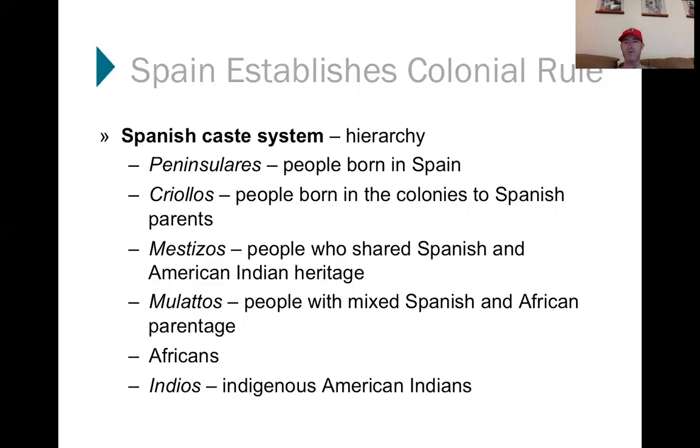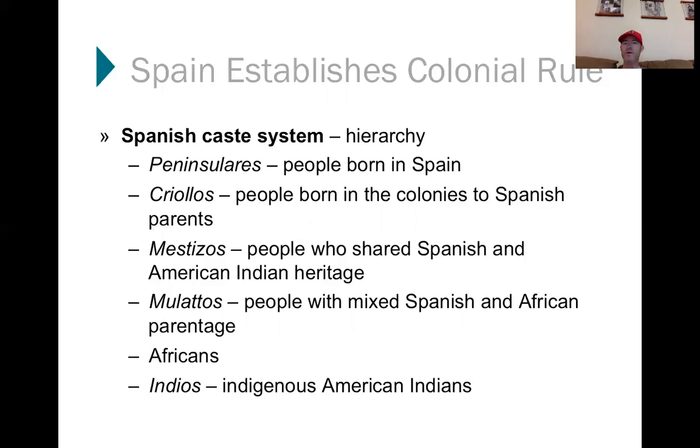Criollos, we would also call them Creoles, are people born in the colonies to Spanish parents. Mestizos: you're looking at a mixture, a racial mixture, if you will, of Spanish and American Indian heritage.